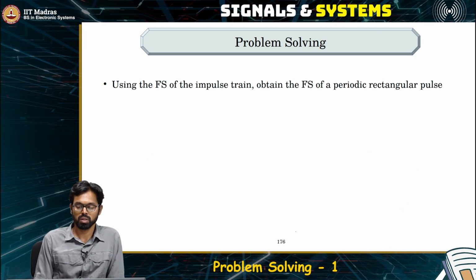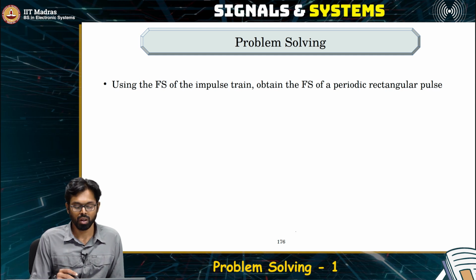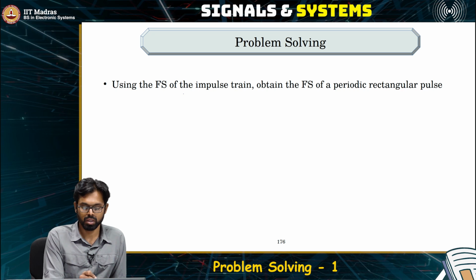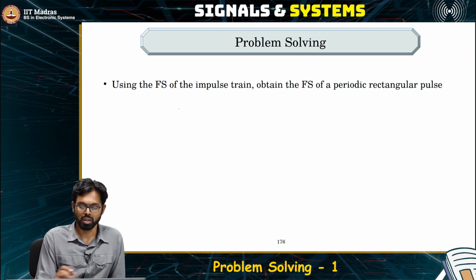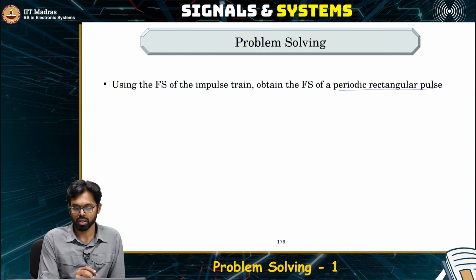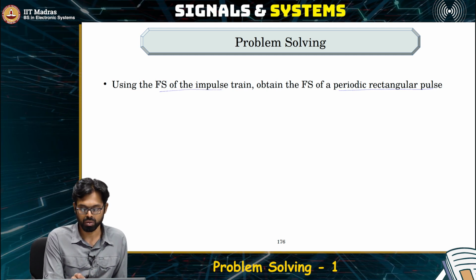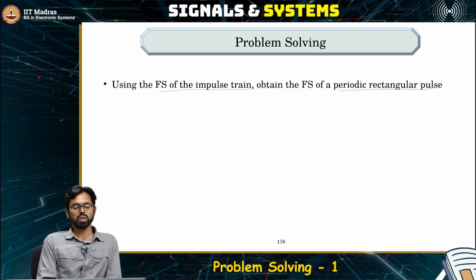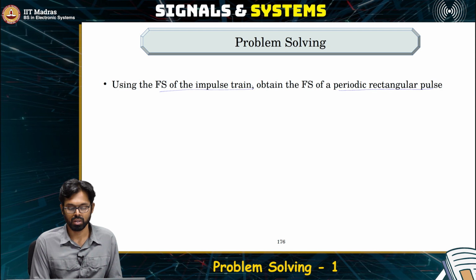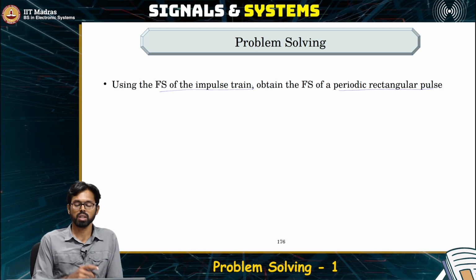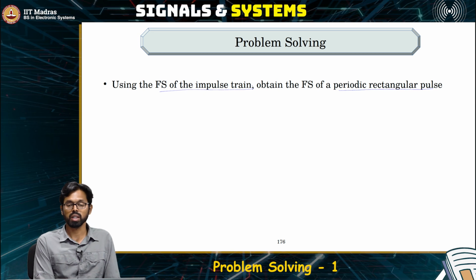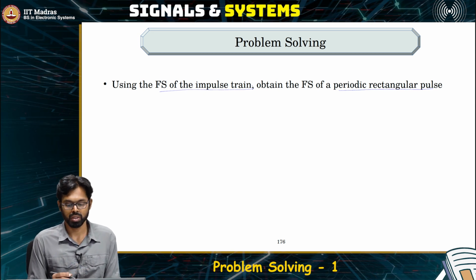Let's try now something quite different. So the question here is, find the Fourier series of the periodic rectangular pulse, but not directly, but by using the Fourier series of the impulse train. So how do you use this? This is where we use a lot of properties that we learned about Fourier series and then use them here to find out the Fourier series of the periodic rectangular pulse from the Fourier series of the impulse train.